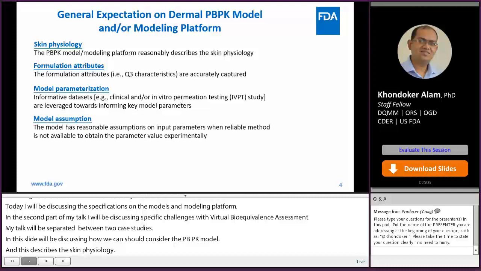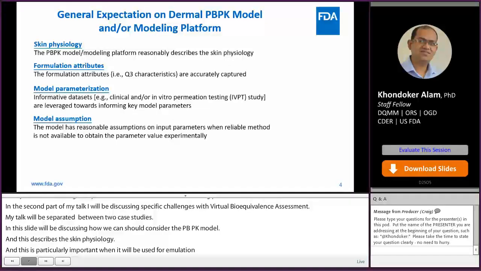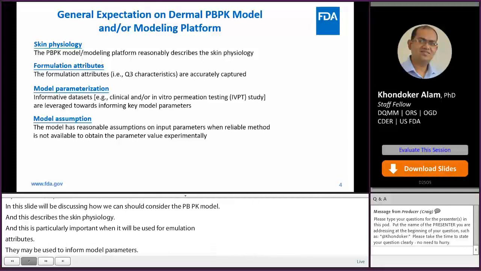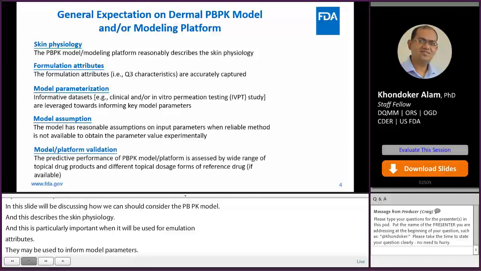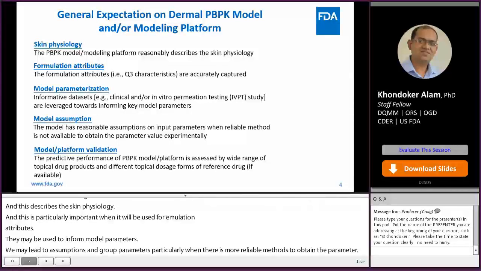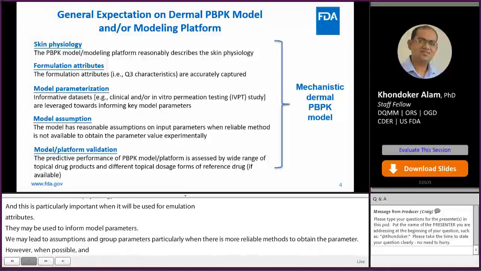We may need to make some assumption on model input parameters, particularly when there is no reliable method available to obtain the parameter value experimentally. However, our assumption should be reasonable, and whenever possible, it should be justified with supporting evidence. The model predictive performance should be assessed with a wide range of topical drug products. Once you incorporate all these important components, we might have a mechanistic dermal PBPK model in which we have higher confidence.